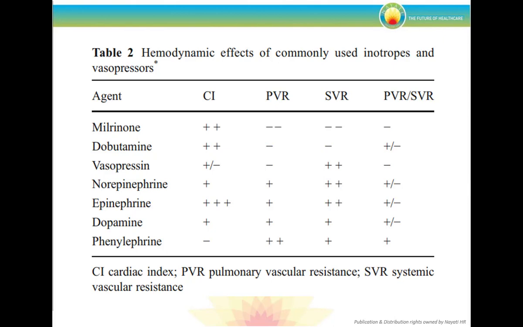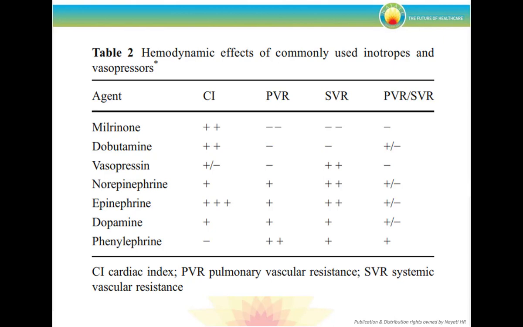So we can use inotropes: milrinone, dobutamine, norepinephrine, and epinephrine have significant inotropic activity, thereby increasing the cardiac output. Milrinone and dobutamine will decrease both the pulmonary vascular resistance and the systemic vascular resistance. So beware of hypotension, as this might decrease the perfusion pressures. Whereas vasopressin doesn't have any effect on the pulmonary vasculature.